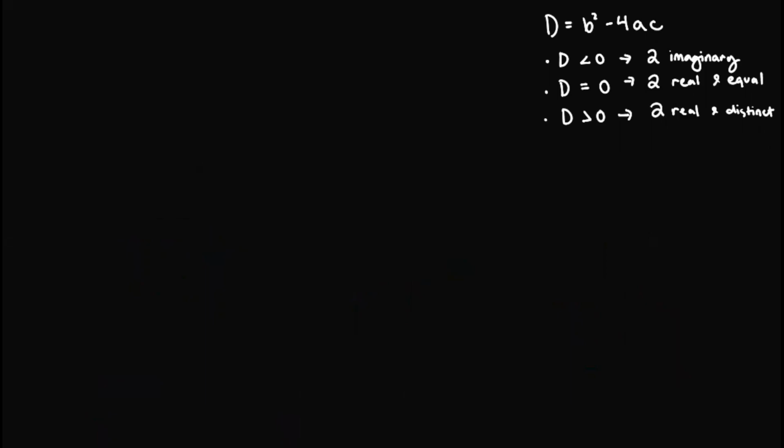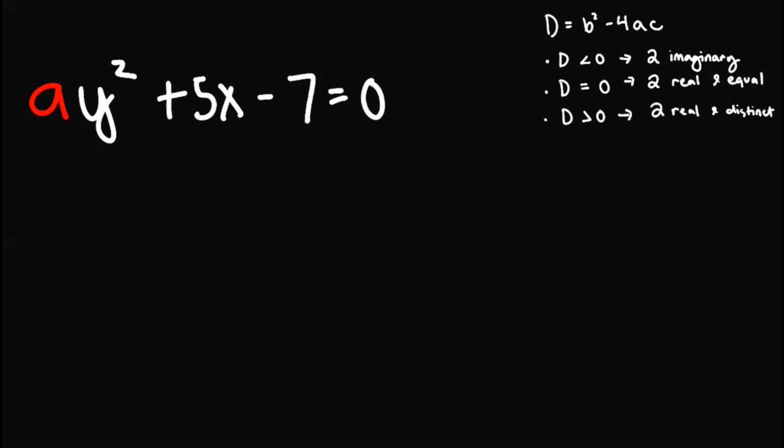Let's try out a similar one. Let's have ay squared plus 5x minus 7 equals 0. For this time, we are tasked to find when will our roots be imaginary. So basically, we'll find the value of a that would make the roots of this quadratic equation imaginary. Again, for this to be imaginary, D must be less than 0. So let's solve for D.